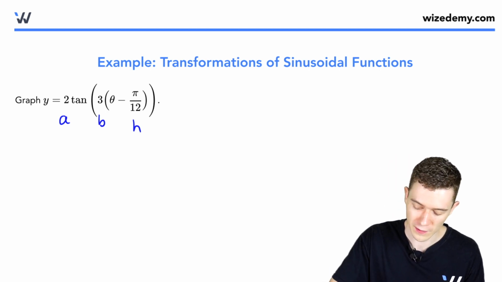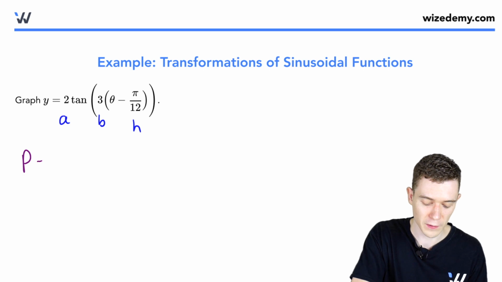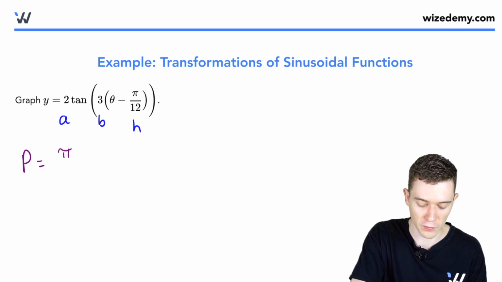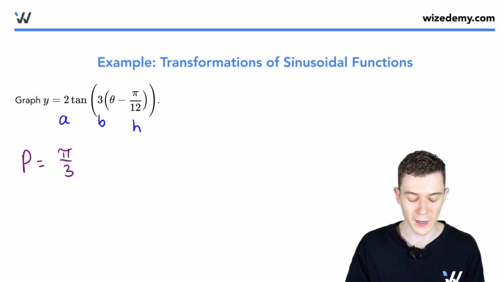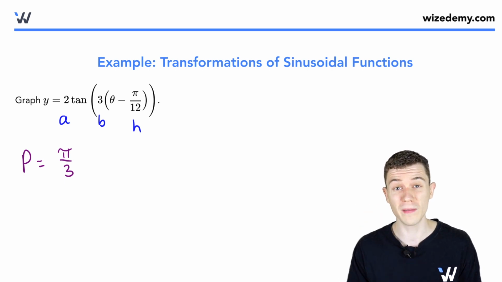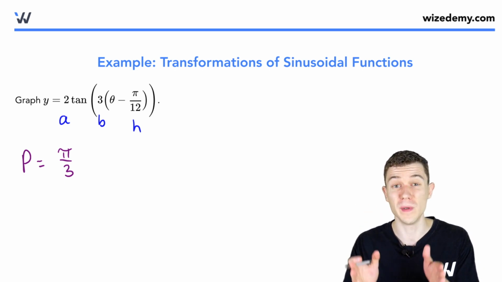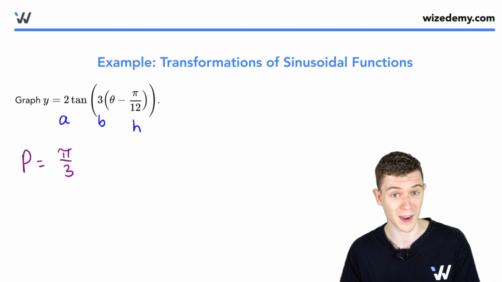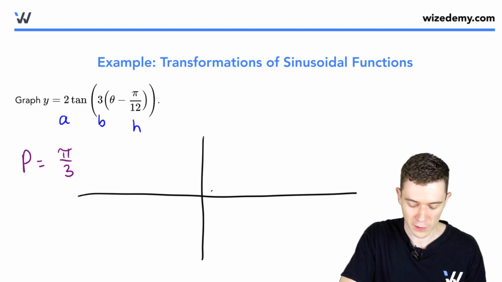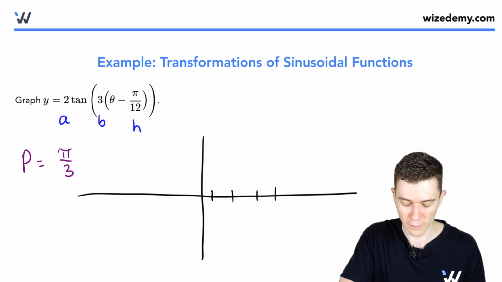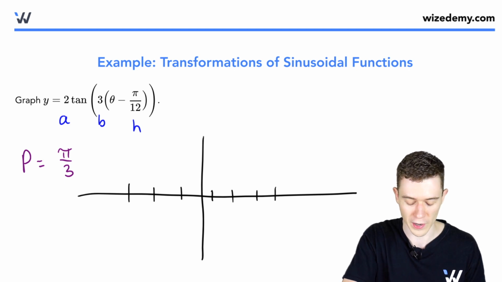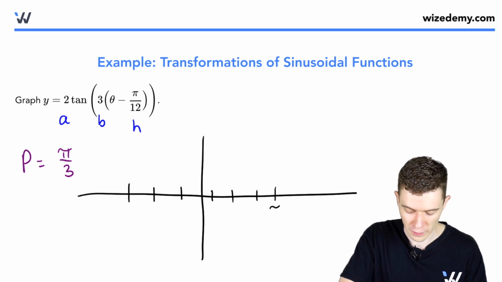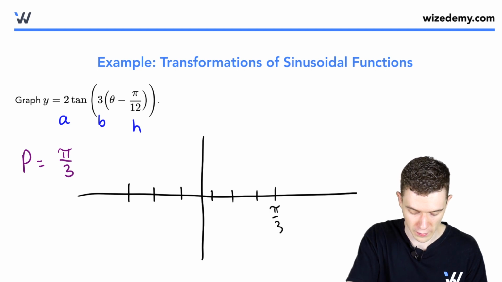But first, let's calculate the period. For tangent, the period is pi over b, in this case pi over 3, so one complete wave of tangent, one period should be done in an x distance of pi over 3. Normally it's just pi. When we graph this, typically we count about 4 spaces to the left and to the right of the origin. Let's label the period here, pi over 3 on either side.